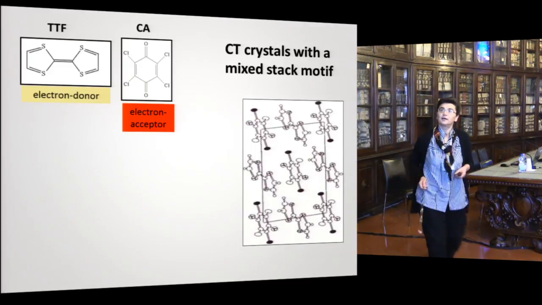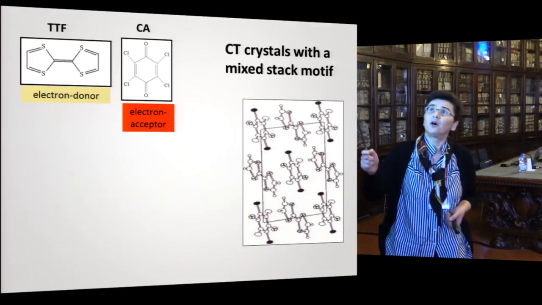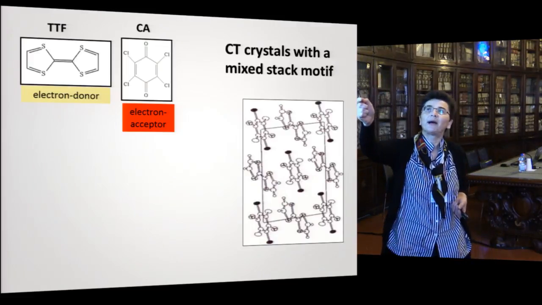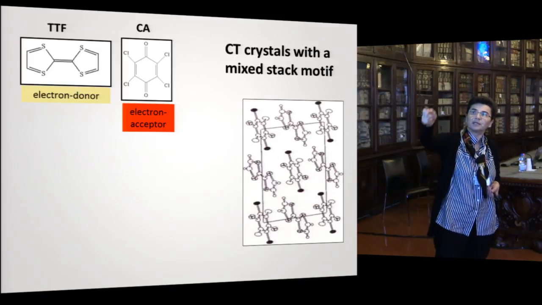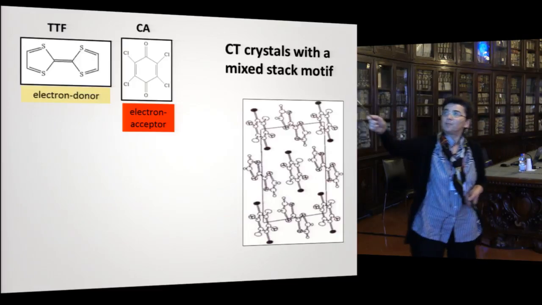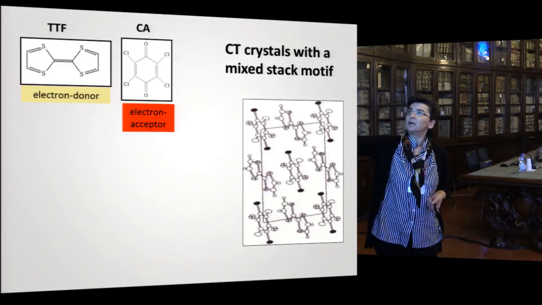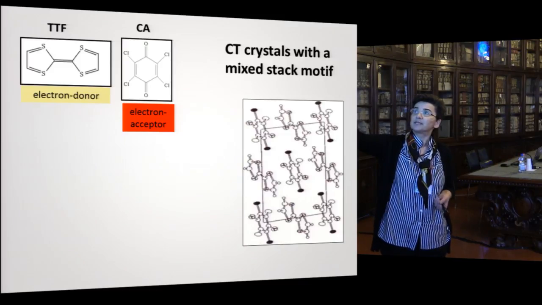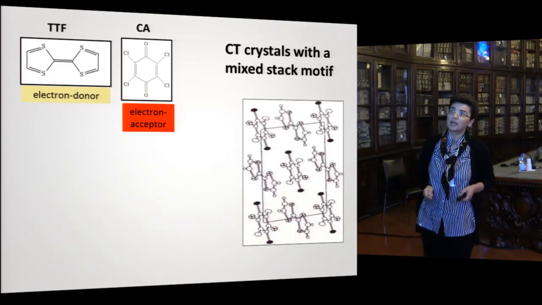The material is a molecular crystal made up of very simple pi-conjugated molecules, which have a strong electron donor and acceptor character. This is a prototypical material, TTF chloranil. The point is that if you are lucky, these two molecules form stacks, one-dimensional stacks, where the molecules alternate, donor and acceptor, donor and acceptor.